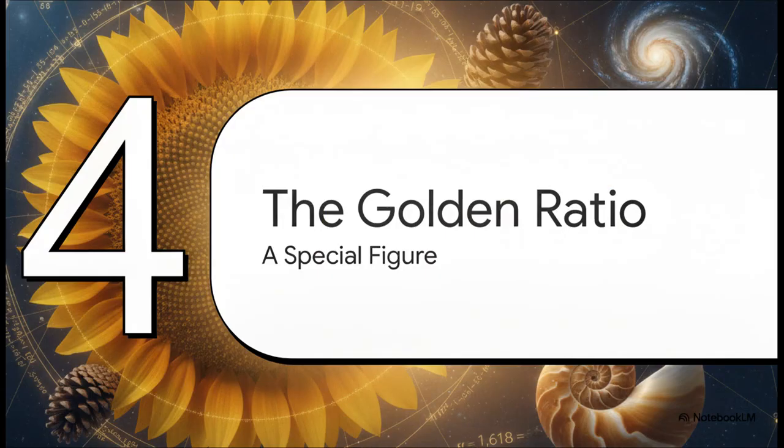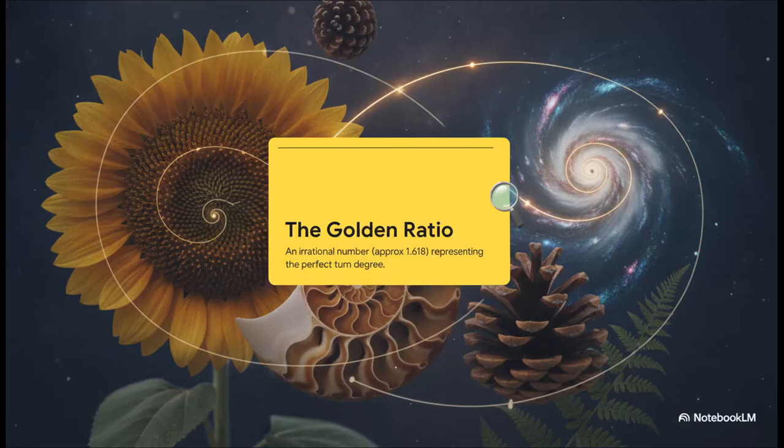Section 4, the golden ratio. Okay, so as the Fibonacci numbers get larger and larger, something really cool happens. If you take any number in the sequence and divide it by the preceding number, say 55 divided by 34, you get closer and closer to a very special figure, 1.618. This is the famous golden ratio, or phi.